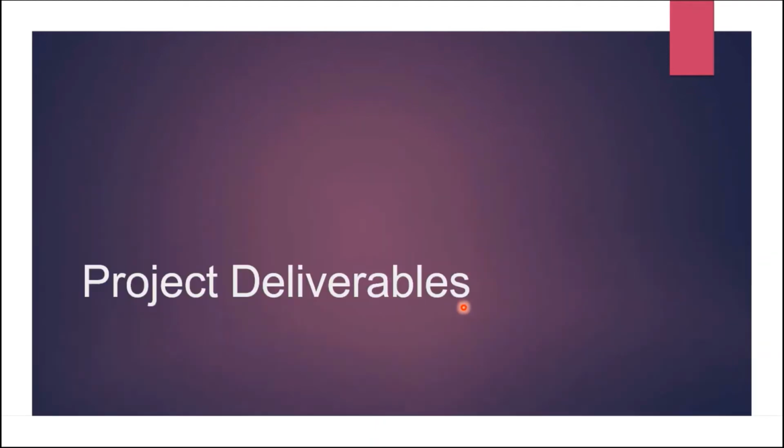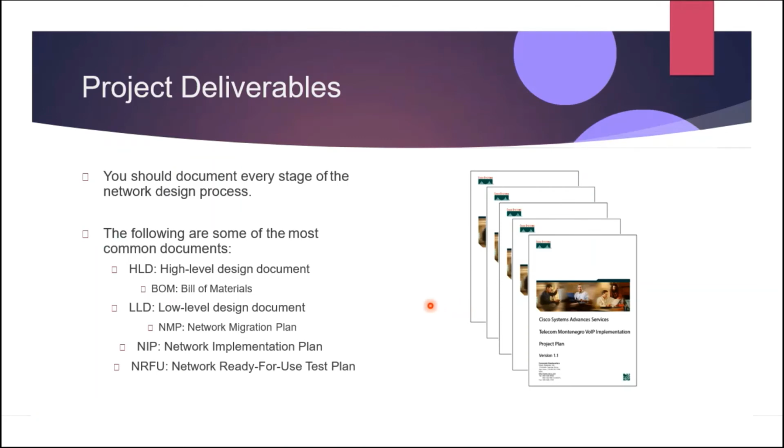Project deliverables. You should document every stage of the network design process. So the following are some of the most common documents. You've got the HLD, or the high-level design documents. This includes the bill of materials, or the BOM. Also, you've got the LLD, or the low-level design document, which includes the network migration plan. You also have the NIP, or the network implementation plan, and the NRFU, or the network ready for use test plan. Let's get into the details of each of these deliverables.